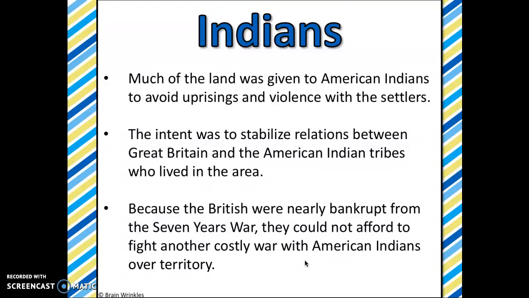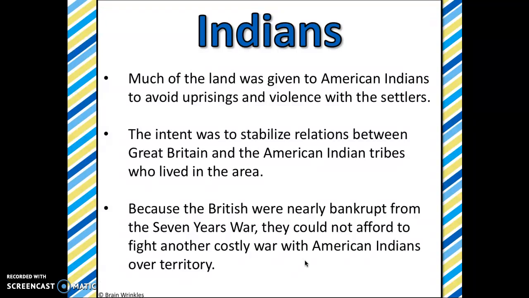Much of the land was given to American Indians to avoid uprisings and violence with the settlers. The intent was to stabilize relations between Great Britain and the American Indian tribes who lived in the area. They didn't want the American Indians who were fighting with France, who lost, to rise up against Great Britain.